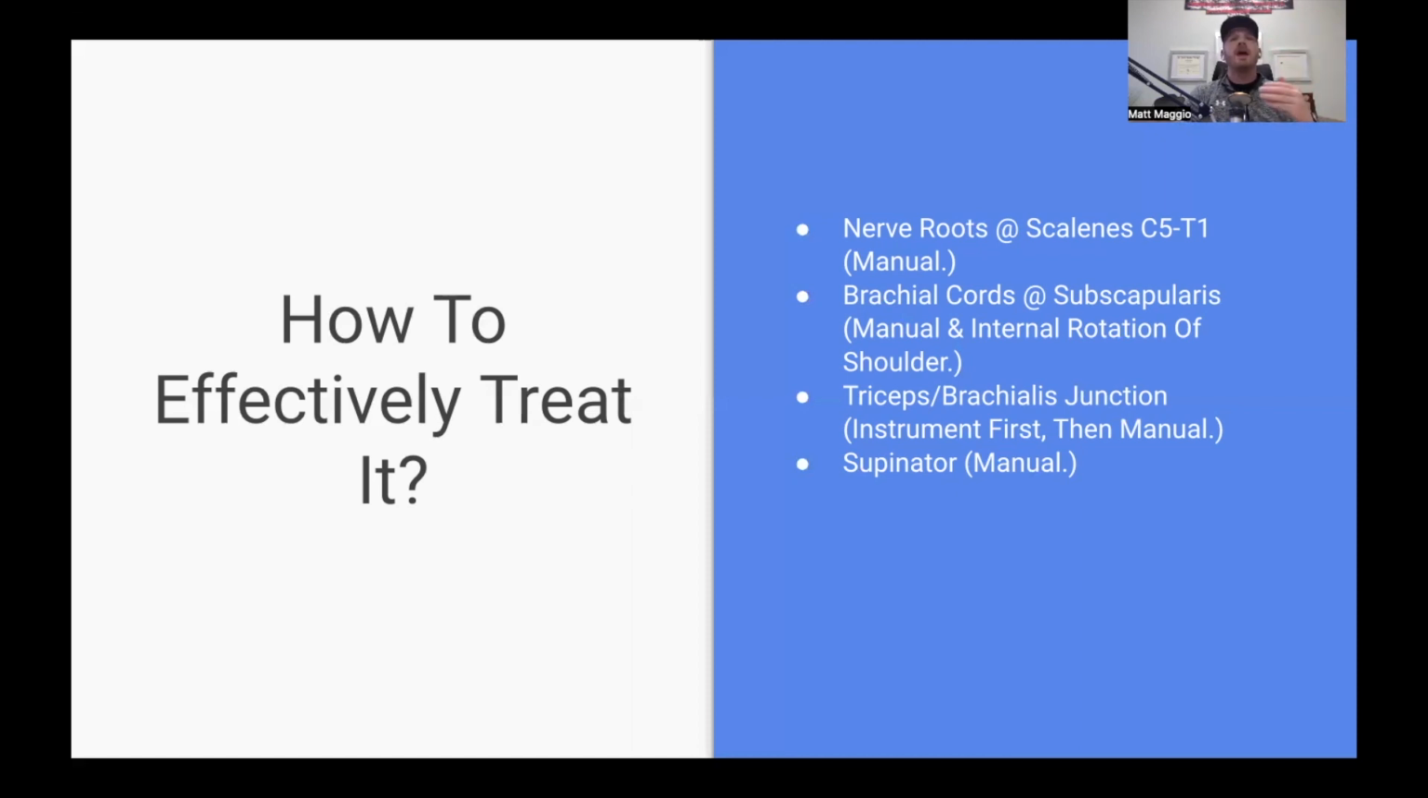You don't want to treat every single thing in one visit. You don't want to treat all the scalenes, the brachial cords, the triceps brachialis and supinator all in one visit because you don't know what's going to work. So what I like to do is treat one thing at a time and then see how those symptoms improve, how the functional tests improve as well. This is how you get to that path I talk about: working smarter, not harder, and solving problems.